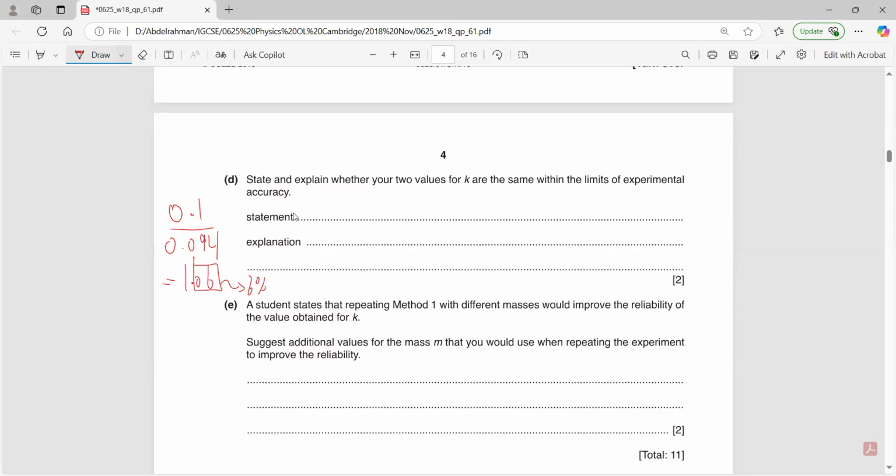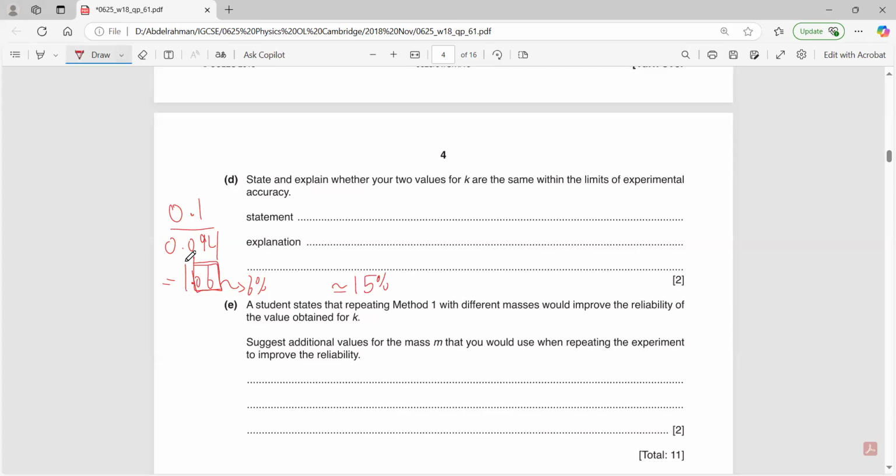Is 6% a lot? Is it within the limits of experimental accuracy, or does it exceed them? Actually, it is within the limits. I told you the limits of experimental accuracy are up to 15%. How do I know it's 6%? Because it's 1.06. You take the first two numbers after the decimal point, 0.06, so this means 6%. This is within the limits of experimental accuracy.